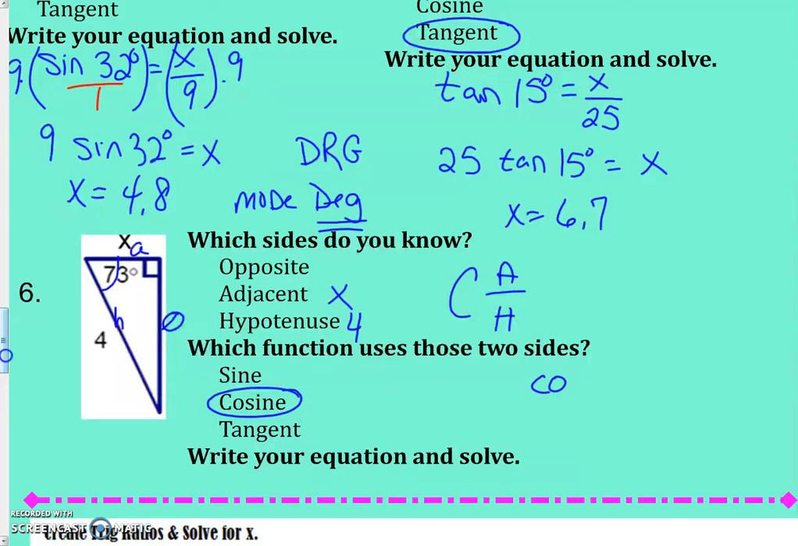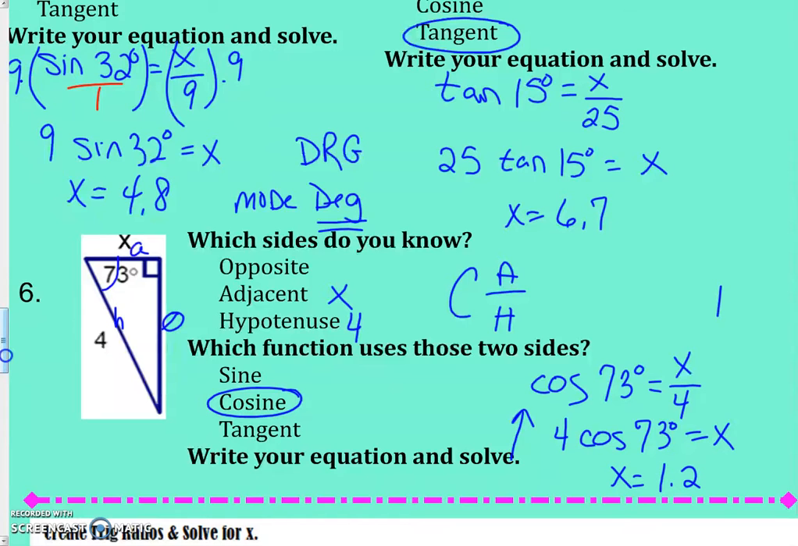So my function is going to be cosine of my angle, which is 73 degrees, equals adjacent over hypotenuse, so x over 4. All right, so this one is like the previous. You're going to multiply by the 4 to get the x by itself. Typing that into the calculator, rounding to 1 decimal place. So it started off as 1.169. That's 6, and going to round that 1 up to a 2. All right, so 1.2 is our answer on that problem.